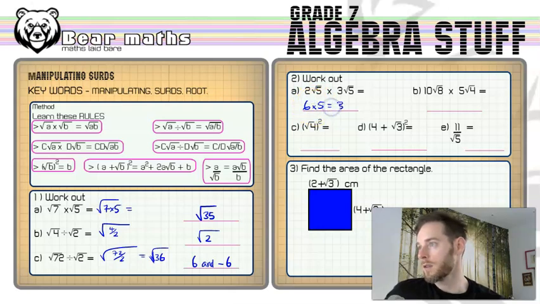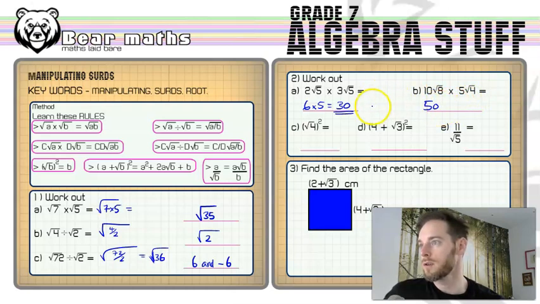and that would be 30. Okay, so we've evaluated that. There's our answer to that one. Hopefully that makes sense. 10 multiplied by 5 is 50. All right, and then we've got root 8 multiplied by root 4. If you do root 8 multiplied by root 4, you get root 32.